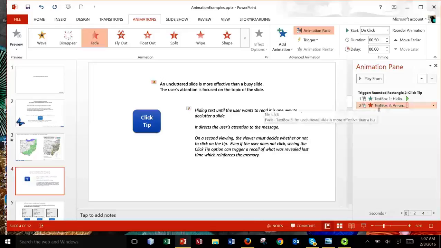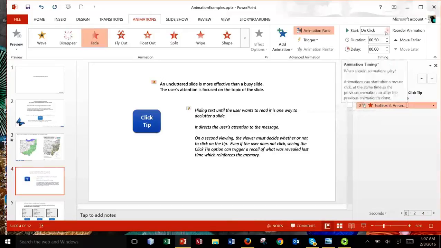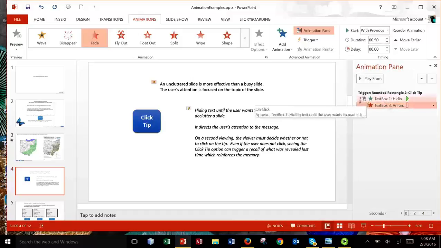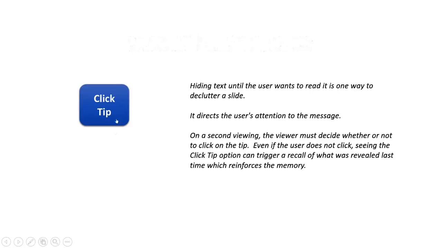Now I am going to change this to say happen with the previous, which means both of these will happen at the same time. There's only one mouse click showing. So let's see how that looks. Okay, this looks how it did originally. Originally, when I clicked on my click tip, the student had more information to read. Now we're going to see if it also triggers the disappearance of this one. And there it goes.